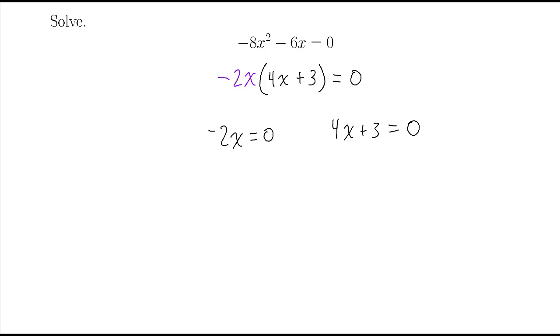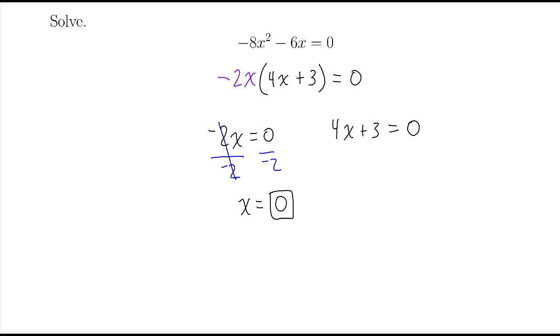Okay, so in the first one, negative 2x equals 0. Divide both sides by negative 2. x equals 0, because 0 divided by negative 2 is 0.